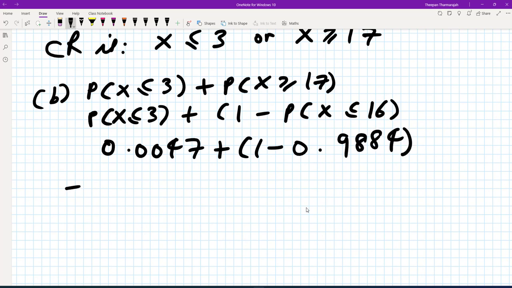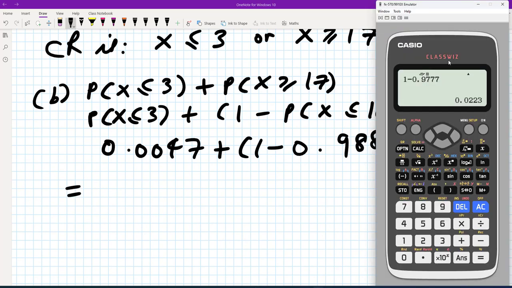So we write that down, 0.9884. And if we type that into our calculator, 0.0047 plus 1 minus 0.9884, that will give me the required actual level of significance, which is 0.0163.